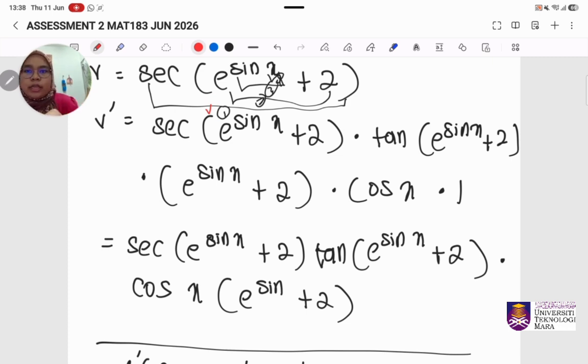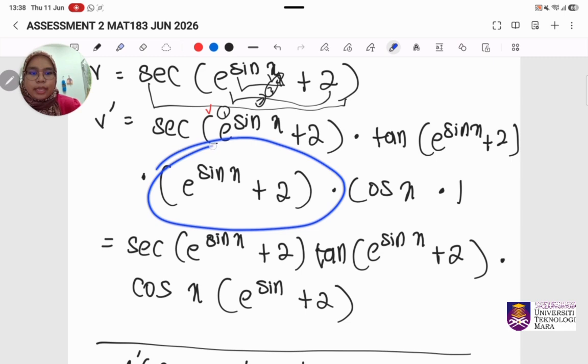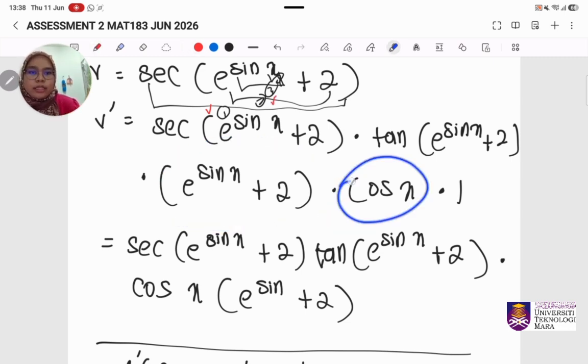The second one is this one. If it's an exponent, you differentiate it to itself. So this is how it looks. And then the third one is this cos. This sine x, when differentiated, turns to cos x. The x, when we differentiate, is just 1.